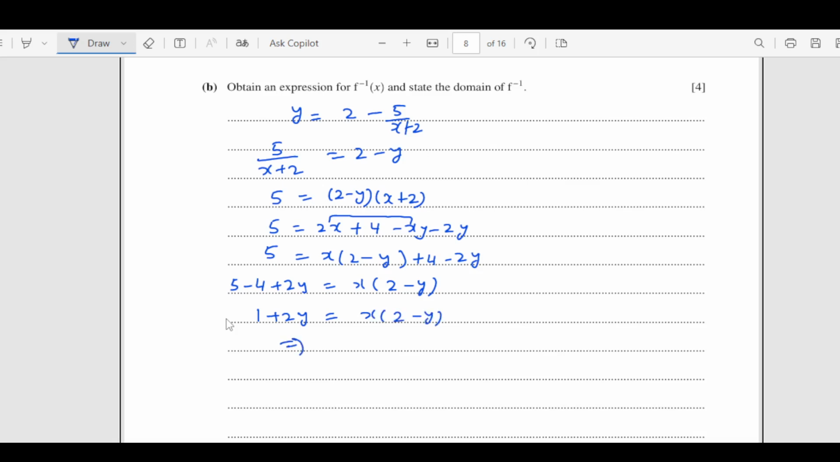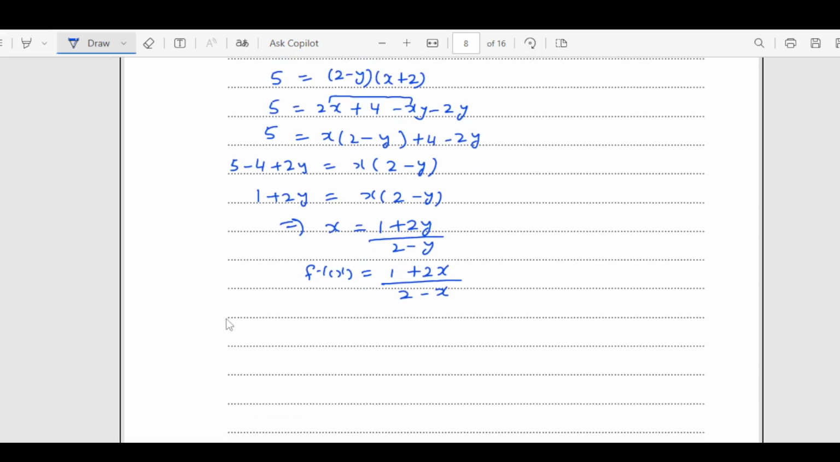So from here we have x equal to (1 + 2y)/(2 - y). If we take this inverse, f inverse x, changing y to x, this will be (1 + 2x)/(2 - x). So this is our f inverse x.